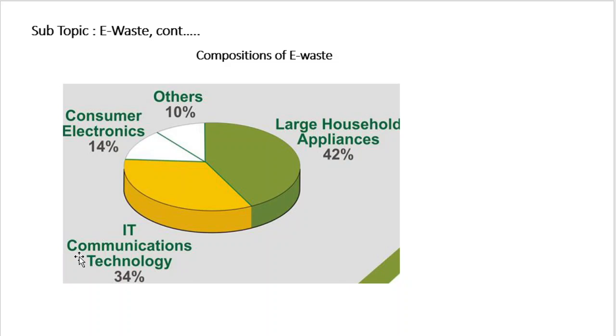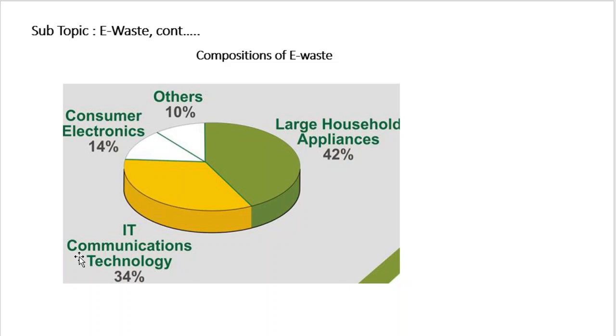The next one is IT communications technology. In IT communications technology, what are the e-wastes? The first one is computers. The second ones are their monitors, processors, keyboards, mouse, printers, Xerox machines. Another example of IT technology is different application devices. So these come under IT communication technology. It makes up 34% of the composition of e-waste.